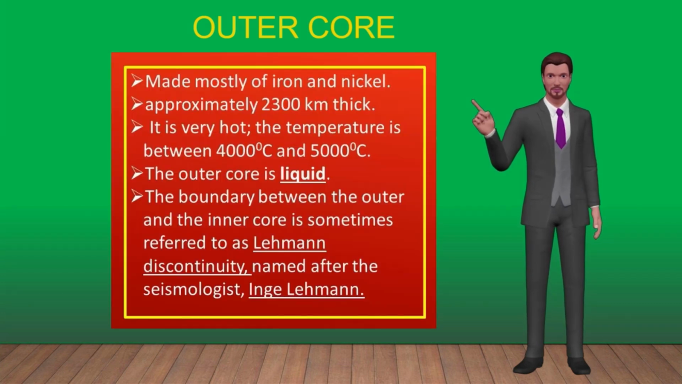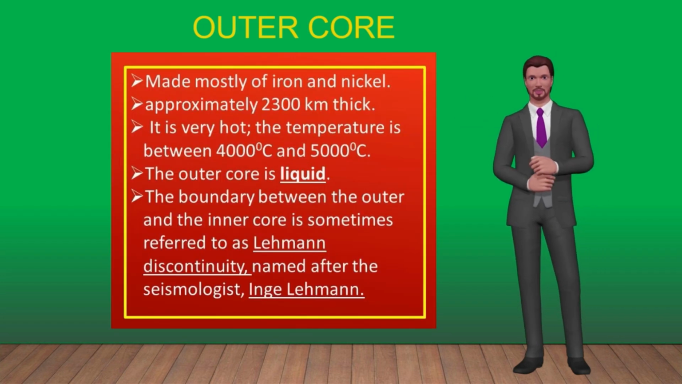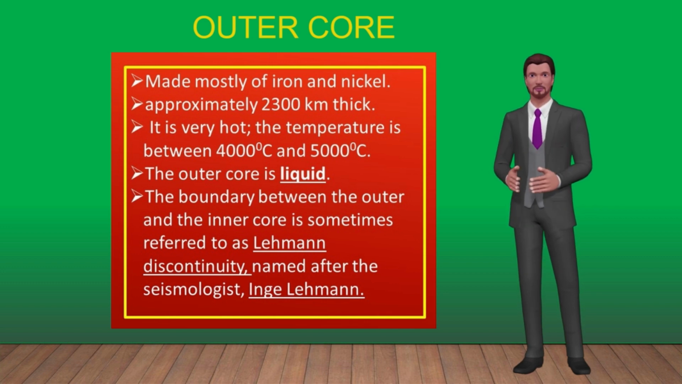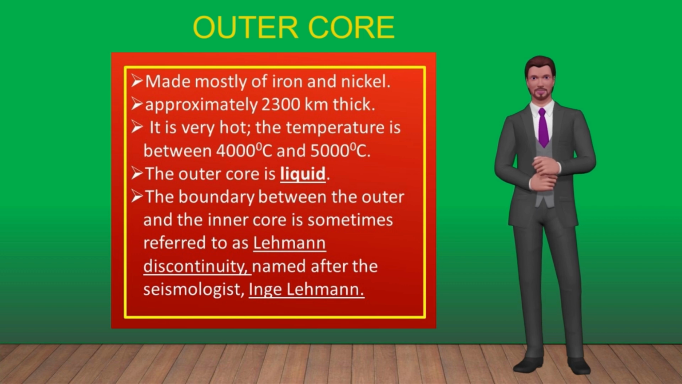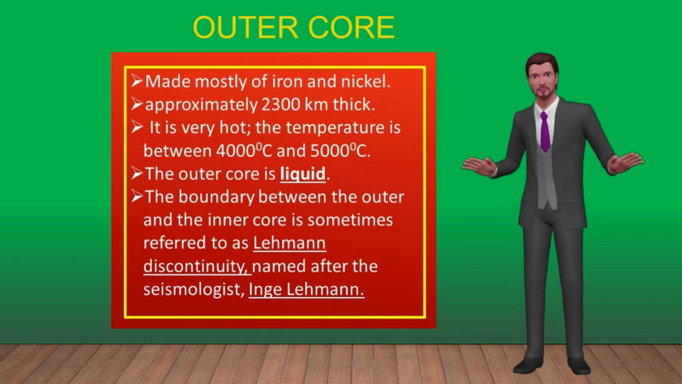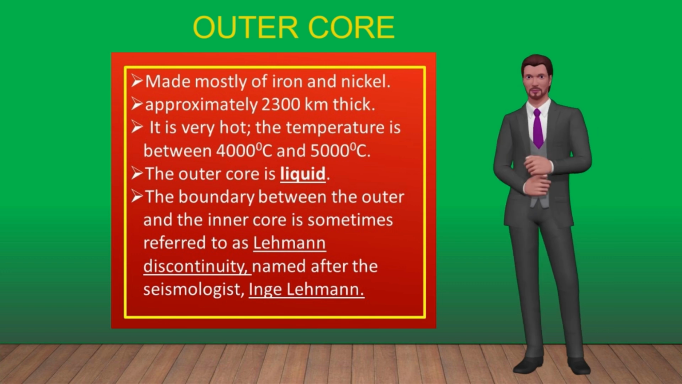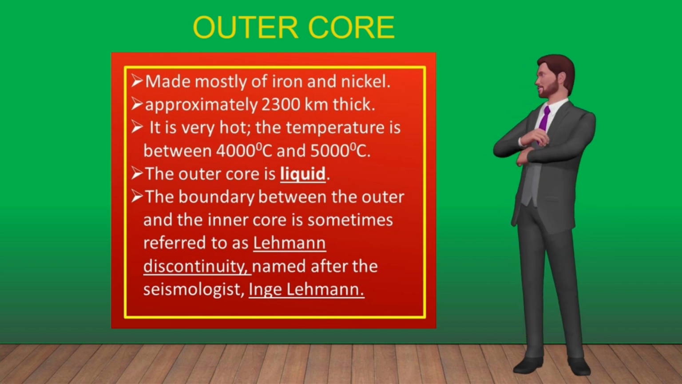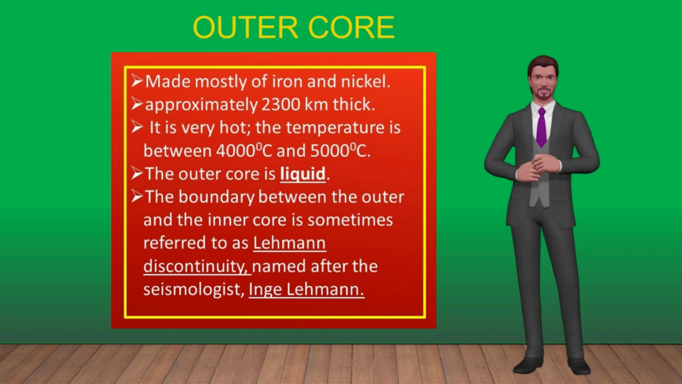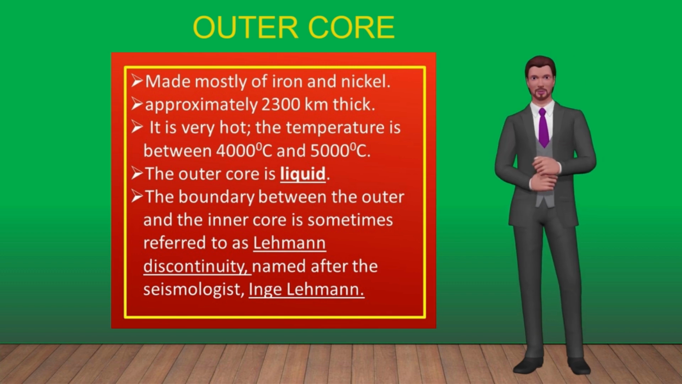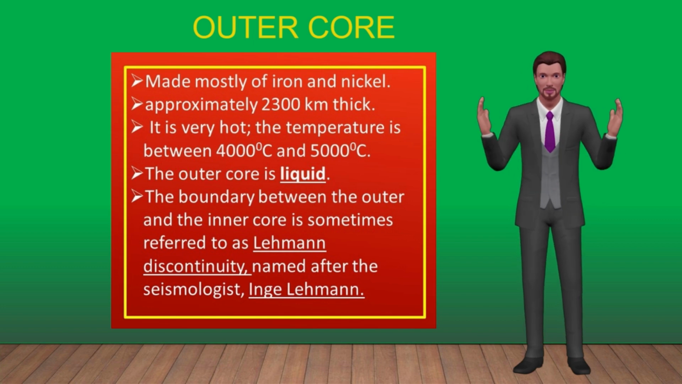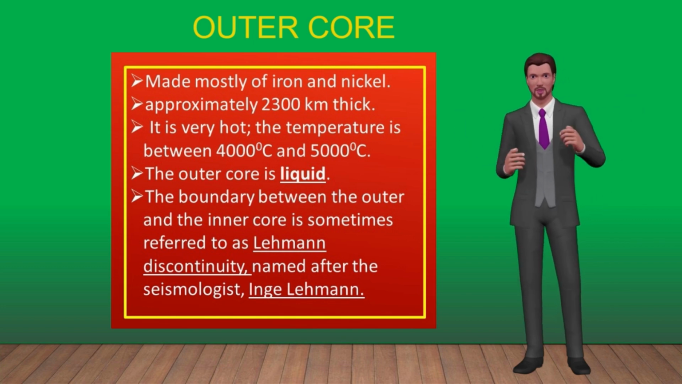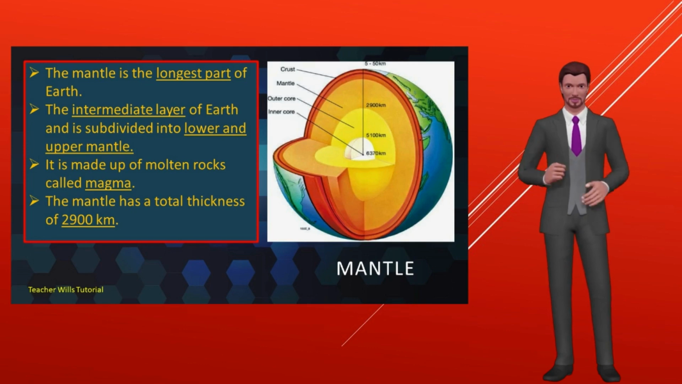The outer core. The outer core is made mostly of iron and nickel. The outer core is approximately 2,300 kilometers thick. It is very hot. The temperature is between 4,000 degrees Celsius and 5,000 degrees Celsius. Because of the very high temperature, the outer core is liquid. So therefore, the outer core is a liquid, while the inner core is solid. The boundary between the outer and the inner core is sometimes referred to as Lehmann discontinuity, named after the seismologist, Inge Lehmann.